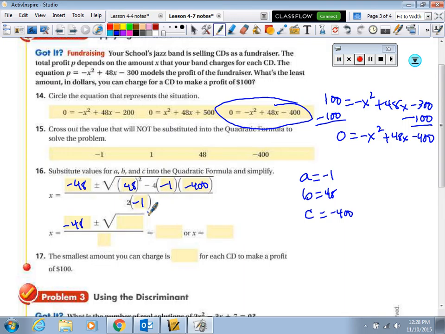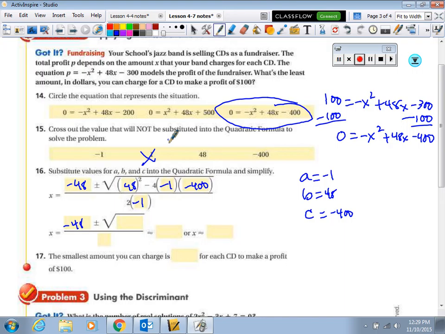Then again, I'm going to pull out my little trusty calculator. I'm going to do 48 squared plus 4. No, actually that's going to be negative, because you have minus, basically a positive number, so it's going to be minus. Okay, so we have negative 1, we have 48. Which one are we not substituting in? It's that one. Okay, so just a heads up.